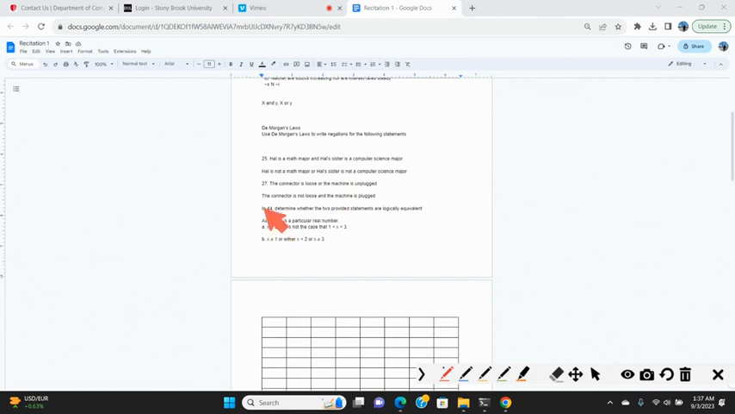So let's check out problem number 44. What truth tables also do is that for complex statements, if two complex statements have the same truth value in every row of the truth table, then they are logically equivalent. So let's see this in practice.